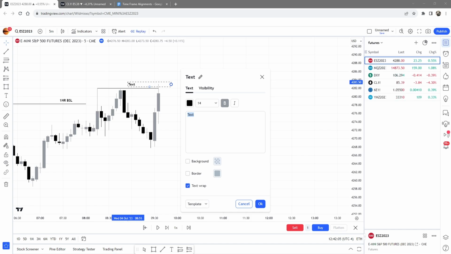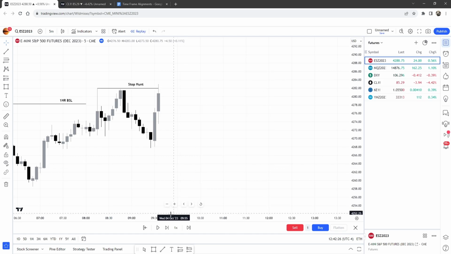Here you go. The breaker is one of the strongest algorithmic entry patterns, especially if you have taken out liquidity at opening price. Opening price for indices is your New York Open, right? So now we have our stop hunt. We have taken liquidity at New York Open, right?